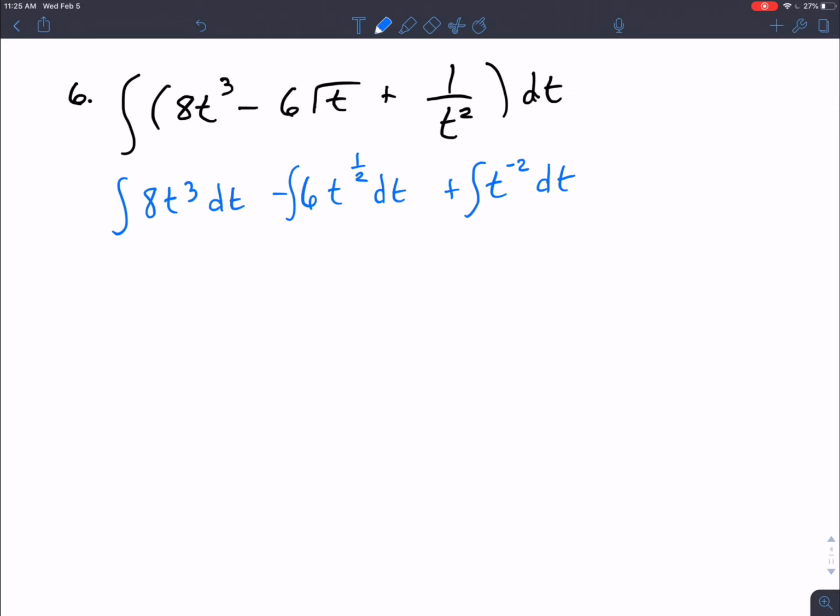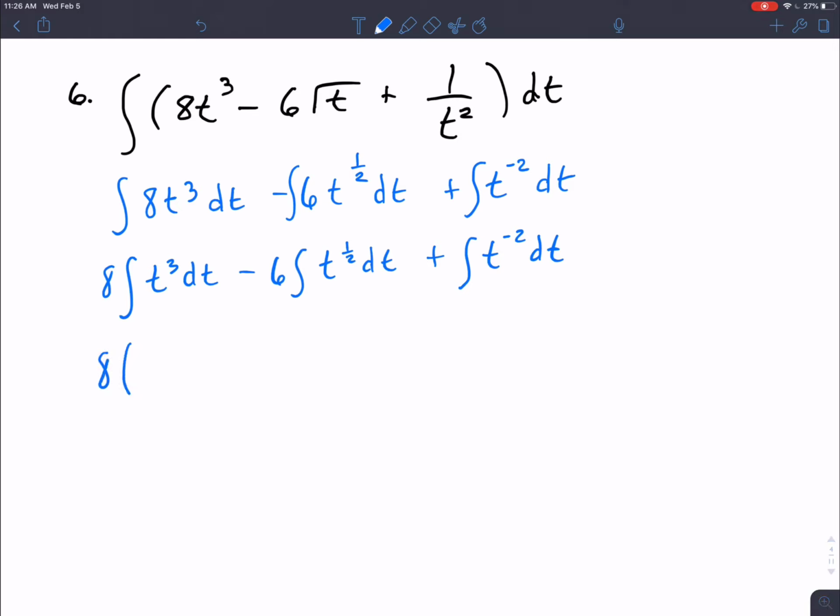So I pulled them each apart separately, rewrote anything with exponents, and used negative exponents so that I don't have a fraction. Okay, my next step is I can pull out the constant. So I have 8 integral of t cubed dt minus 6 integral of t to the 1/2 dt, and that one I'm just going to leave alone, t to the negative 2 dt. Okay, alright, so now we're ready to start evaluating the antiderivative.